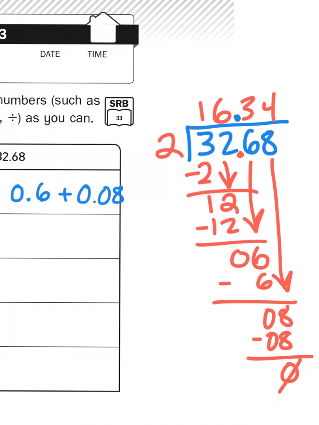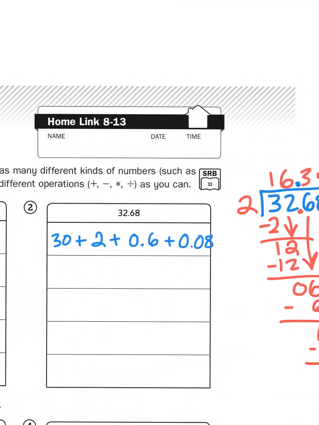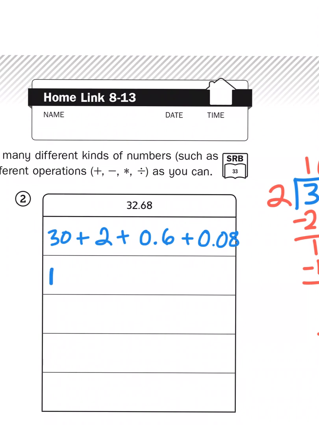Now, because I was able to divide this number by 2, I can then represent 32 and 68 hundredths as the product of a multiplication problem. 16 and 34 hundredths times 2. Again, these name boxes or name collection boxes are just ways for students to show their creativity.